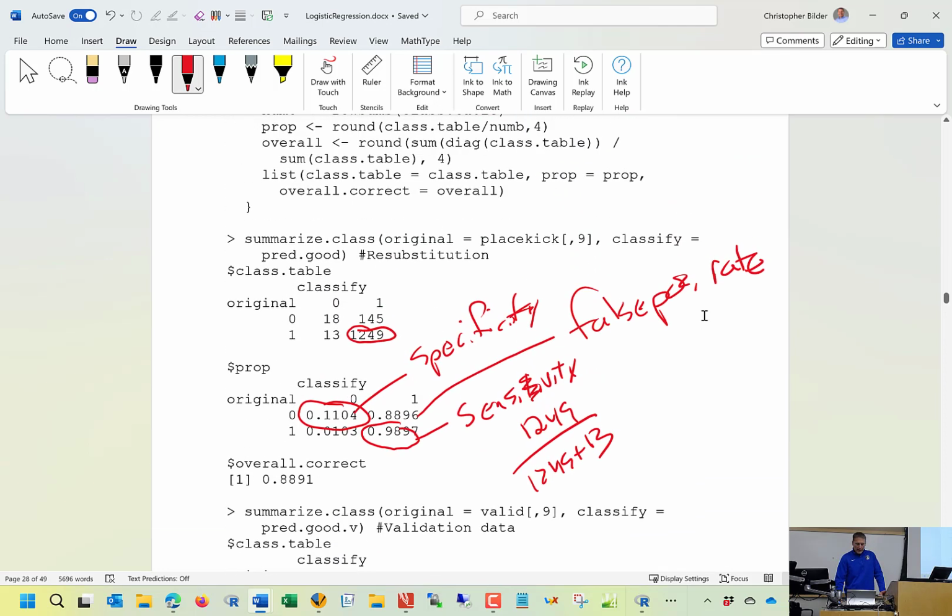So now what I had done originally here, I just want to emphasize this, with my training data set, I was using resubstitution. We'll look at shortly how I can use cross-validation.